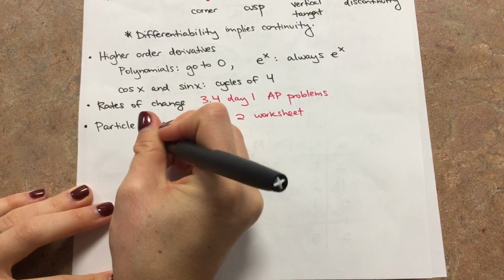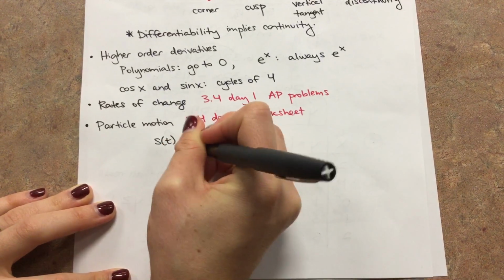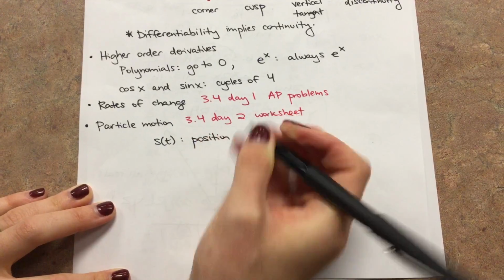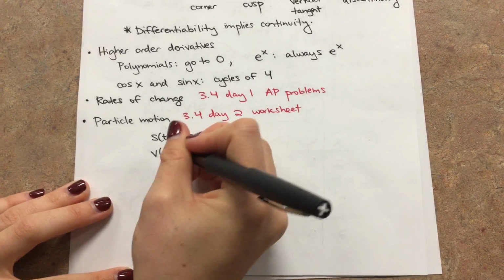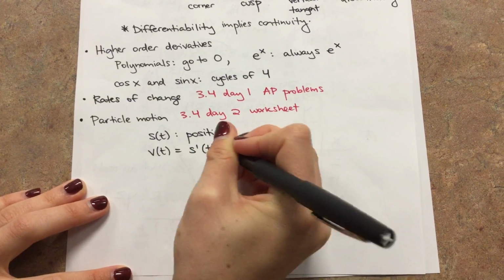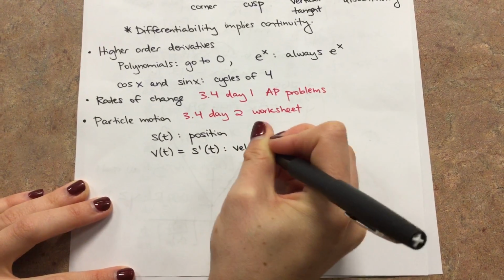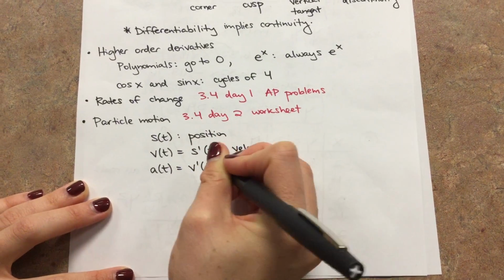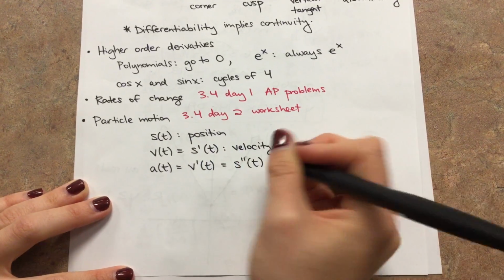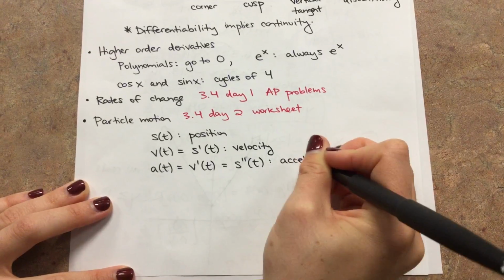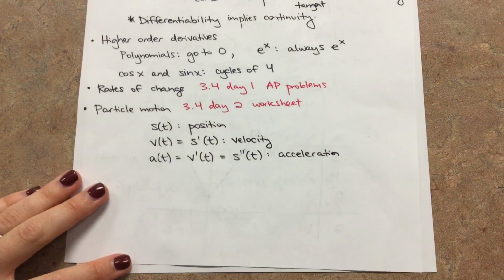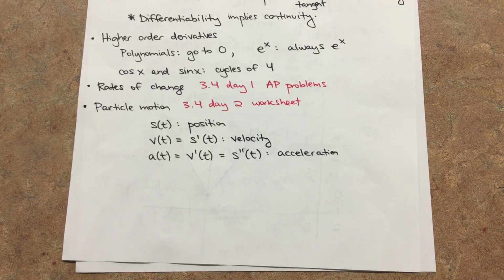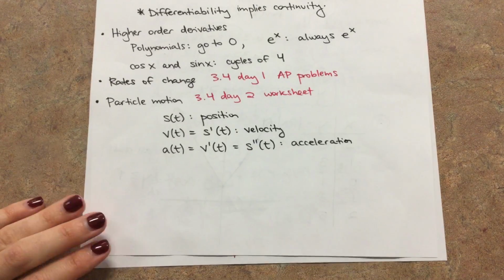Actually, let me write, I'm sorry, one thing. S of t is position. V of t is velocity, which is the derivative of position. And then A of t is acceleration. It's the first derivative of velocity, which makes it the second derivative of position. Okay, so now a sampling of things that I could ask you.